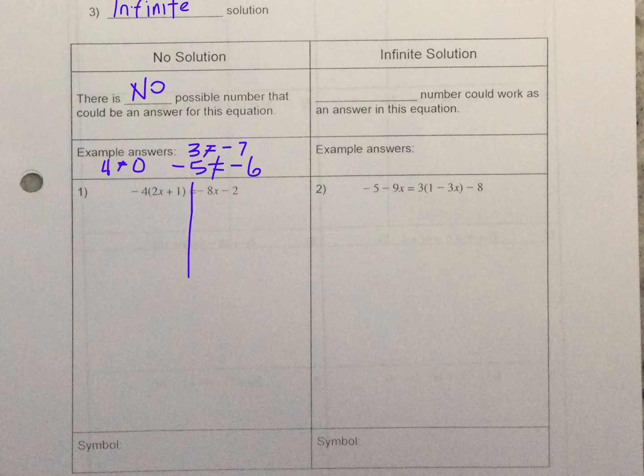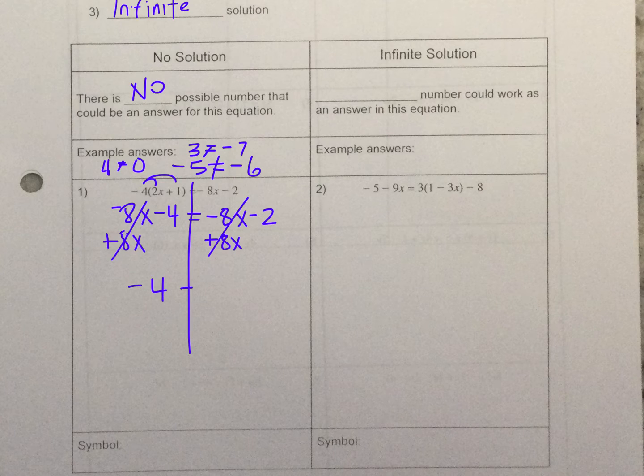So let's solve this problem. Let's distribute: -8x minus 4 equals -8x minus 2. Now it's time to get those x's. So I'm going to add 8x over here. That makes it go away. I'm going to add 8x right here. -8 plus 8 is 0, so that goes away. I'm left with -4 equals -2.